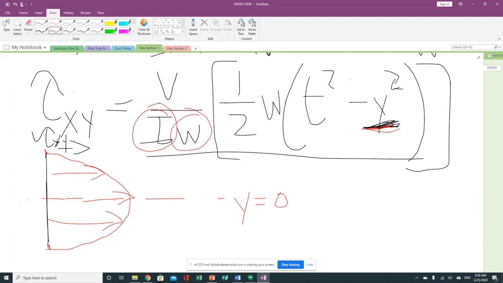So I is constant for whatever the section is. W is whatever the local width is at Y.